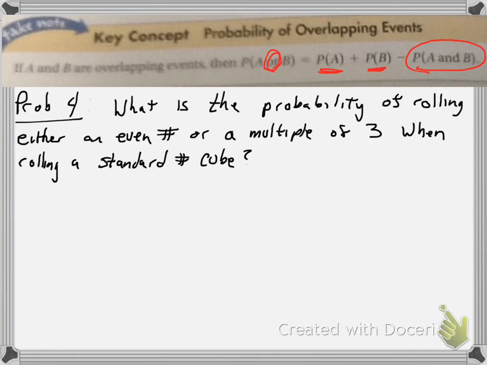So what's the probability of rolling either an even number or a multiple of 3 when rolling a standard number cube? So I'm going to find the probability of even or multiple of 3. So again, the word's or, so we're going to add. What's the probability of even? Well, there's 2, 4, and 6, so that's going to be 3 over 6. The probability of a multiple of 3? Well, how many multiples of 3 are there? There's 3 and there's 6, so there's 2.